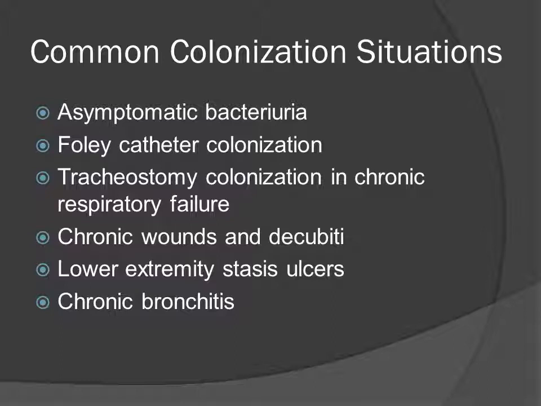Tracheostomy colonization and chronic respiratory failure. So you have chronic vent patients, and they just get chronically colonized with different bacteria. Chronic wounds and decubitus ulcers. So you've got somebody who's got just chronic wounds, typically on their legs. They tend to become colonized, and that's why it's important to be able to interpret a wound culture appropriately. Lower extremity stasis ulcers. And then chronic bronchitis. You'll see this with a lot of COPDers. They tend to become colonized and not actually infected.